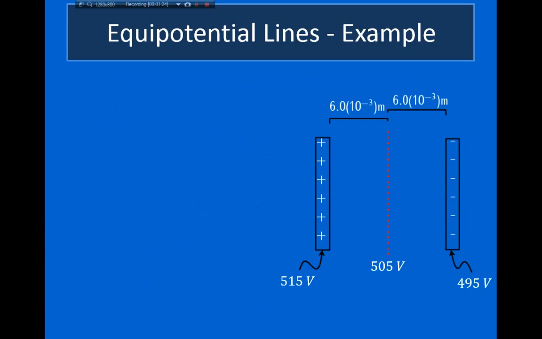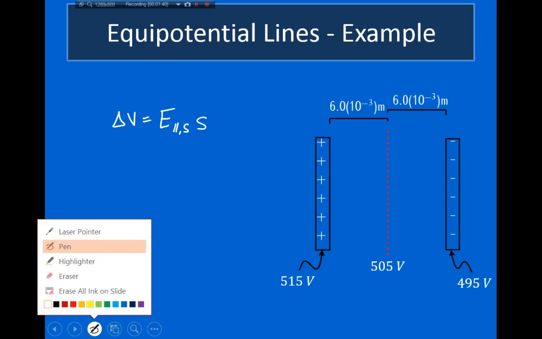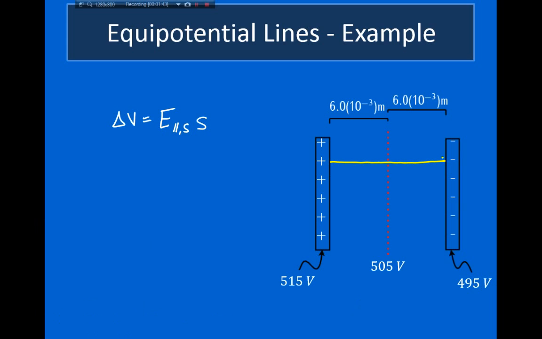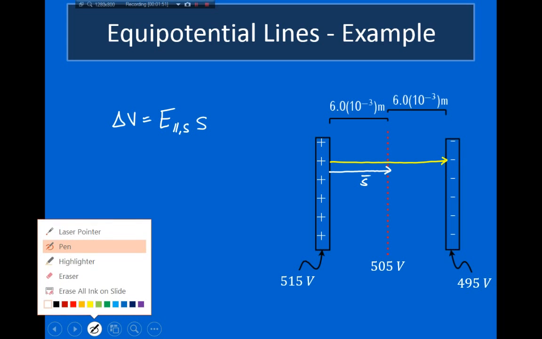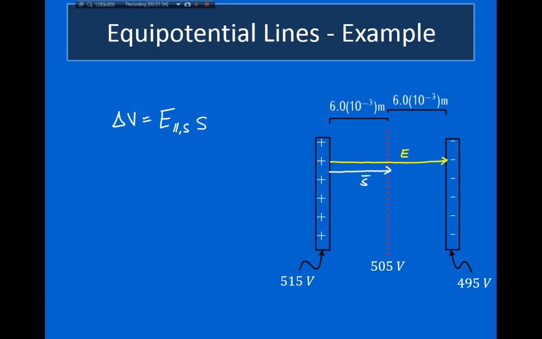Now, to calculate the magnitude of the electric field, we have to use the relationship between voltage and electric field. So remember that the voltage difference between 2 points is equal to the component of the electric field that is parallel to the displacement times the displacement. Now, we know our electric field lines just point horizontally, like this. So if I consider a displacement going from this plate to this equipotential line, just parallel to the electric field, then we can calculate the magnitude of the electric field very easily. So if I rearrange this, I can see that the electric field is just going to equal the difference in the voltage divided by the displacement.